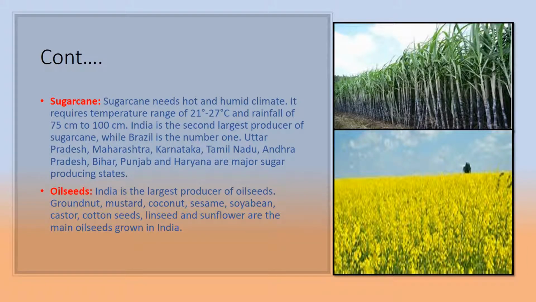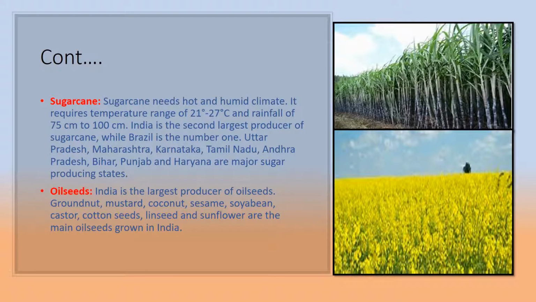Sugarcane needs hot and humid climate. It requires a temperature range of 21 to 27 degrees C and rainfall of 75 cm to 100 cm. India is the second largest producer of sugarcane, while Brazil is the number one. Uttar Pradesh, Maharashtra, Karnataka, Tamil Nadu, Andhra Pradesh, Bihar, Punjab, and Haryana are major sugar-producing states.